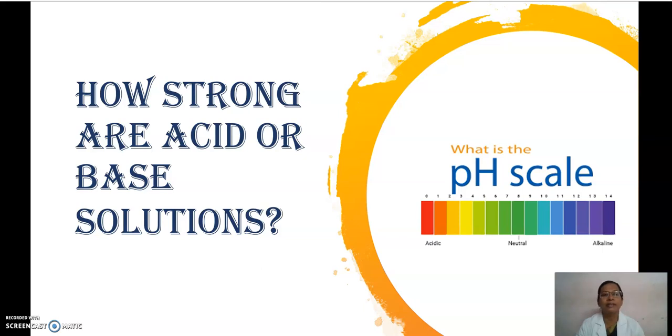Today's topic is from the second chapter: how strong are acid or base solutions. In the last classes we have seen the use of natural indicators and artificial indicators. The indicators tell you whether the given substance is acidic or basic. That means a litmus paper will change color. The blue litmus paper changes to red if it is an acid, or red litmus paper changes to blue if it is a base.